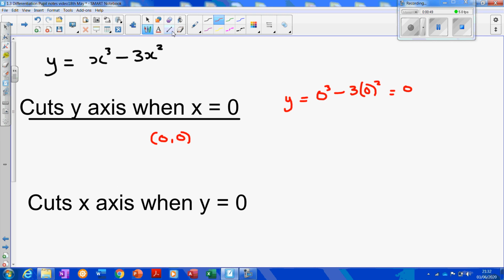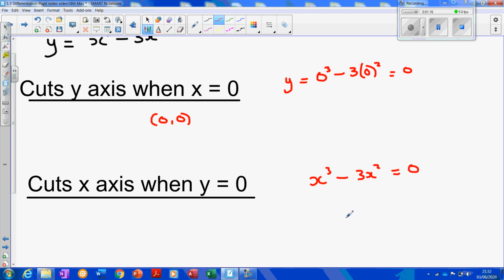Right, so cuts the x-axis. It cuts the x-axis when y is equal to 0. So this is the one that's always a wee bit harder because it cuts in more than one place. So y is 0, so 0 is equal to x cubed minus 3x squared. I'm going to write it round the other way. So x cubed minus 3x squared is equal to 0. Key word to solve anything like that, where you've got squared terms or to the power of 3 or anything else, is you factorise. So highest common factor is x squared. So in your bracket you will have x minus 3, and that's equal to 0.